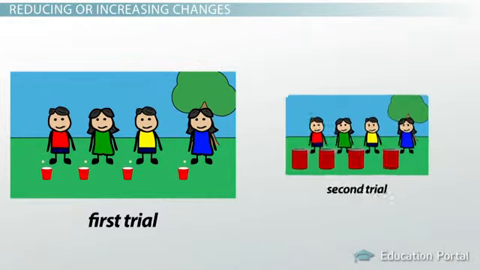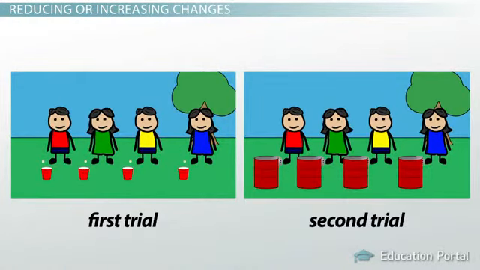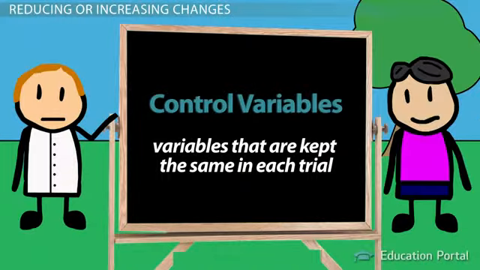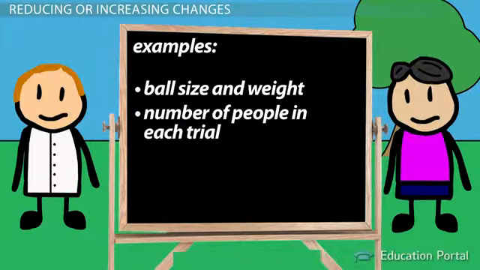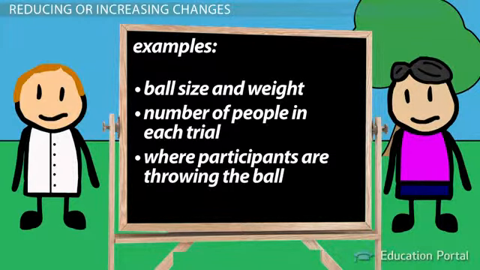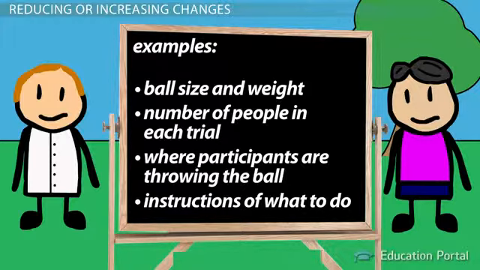In an experiment, if you have multiple trials, you want to reduce the number of changes between each trial. If you tell the ball throwers on the first day to toss a ping pong ball into a little red cup, and on the second day you tell ball throwers to hurl a bowling ball into a barrel, your results are going to be different. Each experiment has control variables, which are variables that are kept the same in each trial. These would be things like ball size and weight, number of people in each trial, where participants are throwing the ball, and instructions of what to do.